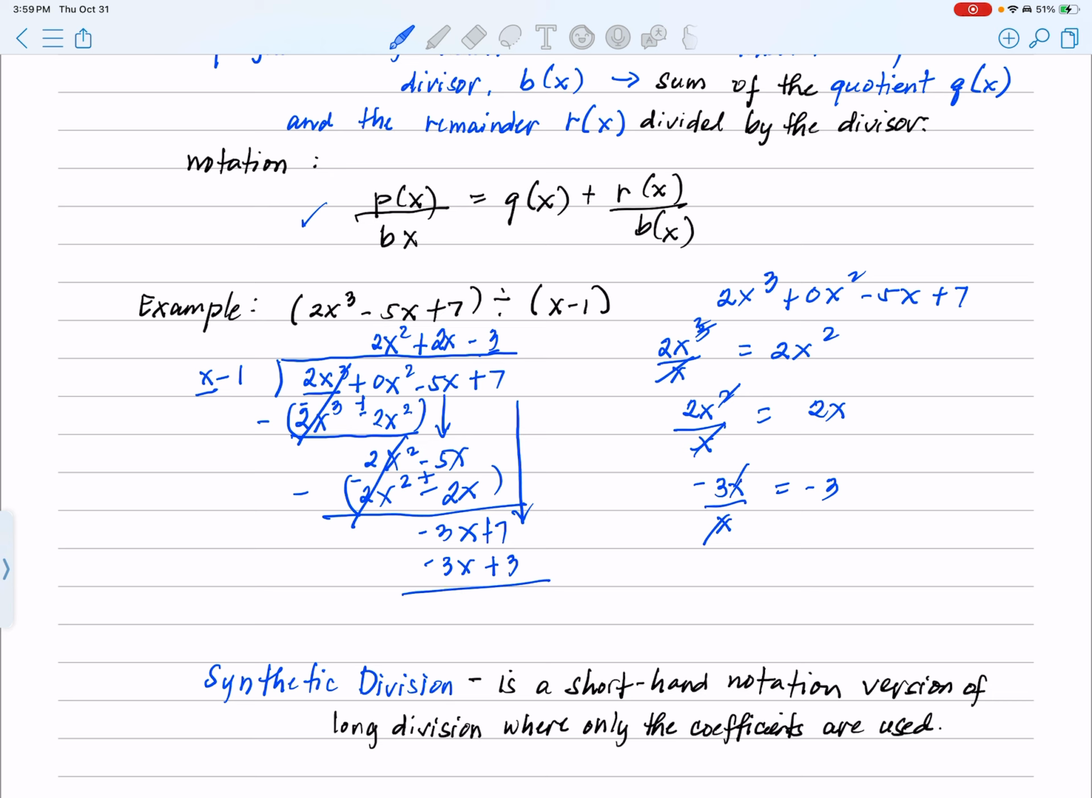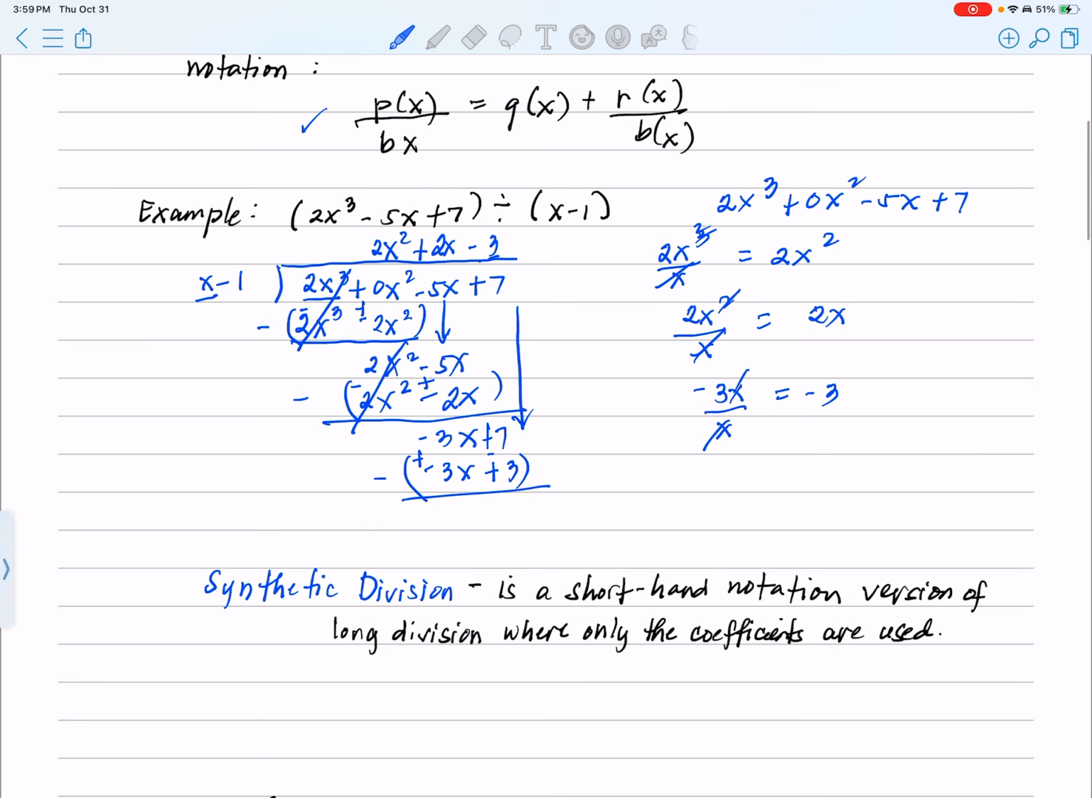Then subtract. The sign will be changed, because it is preceded by a negative sign. So cancel this. 7 minus 3 is 4. And 4 is our remainder. So how are we going to write down our answer?